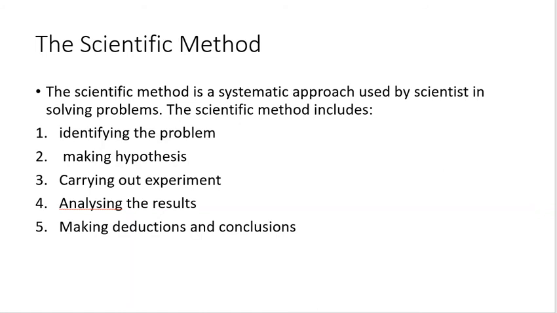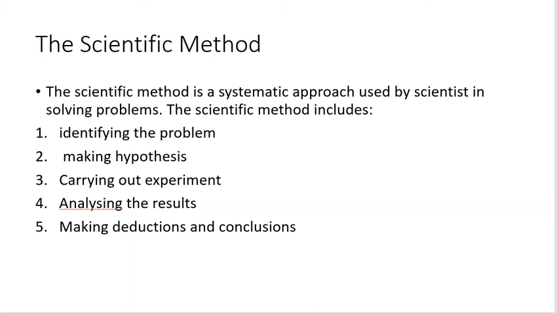The second step is that they make hypotheses. What is a hypothesis? A hypothesis is asking questions to find the answers. And scientists are able to make intelligent guesses. That is what we call a hypothesis. They make intelligent guesses about the problems in order to find solutions to them.